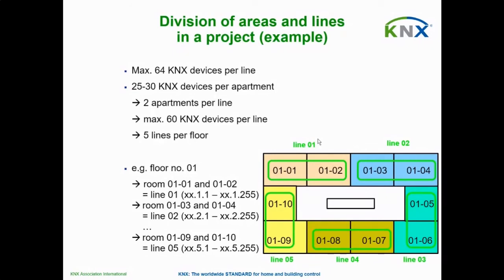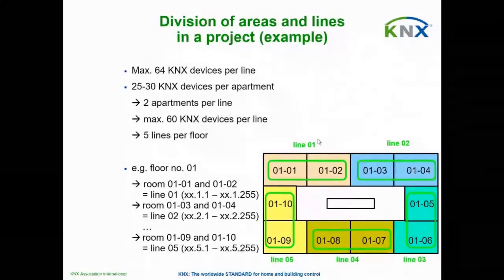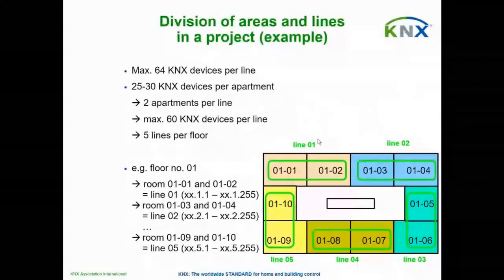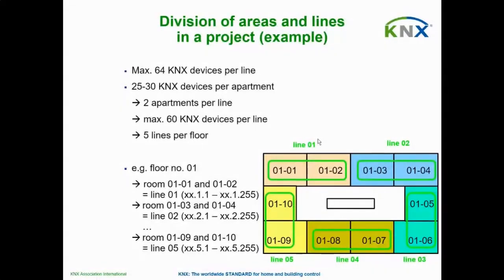So you can see there, apartments 1 and 2 are on line 1. Apartments 3 and 4 are on line 2. Apartments 5 and 6 are on line 3. 7 and 8 are on line 4. And 9 and 10 are on line 5. So that gives us a nice section. So we can look at this project and say, "Grand, we can put 5 lines per floor."